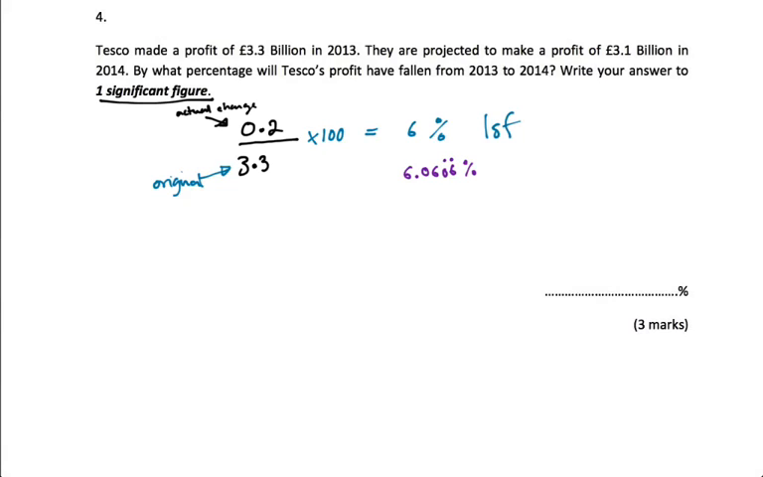Some people would have done 3.1 divided by 3.3 and probably would have got an answer of about 0.9 or 93 point something percent, which would have been 6% to one significant figure. This is the way I would suggest doing it, though.